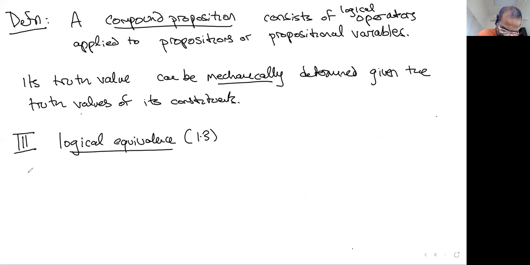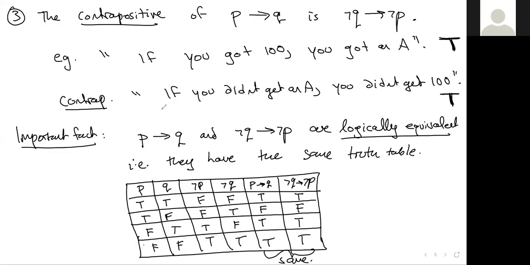Professor, I'm sorry to interrupt. What's that word after it? Its truth value. Right after values of its constituents. Constituents, yeah. Oh, constituent. Thank you so much.